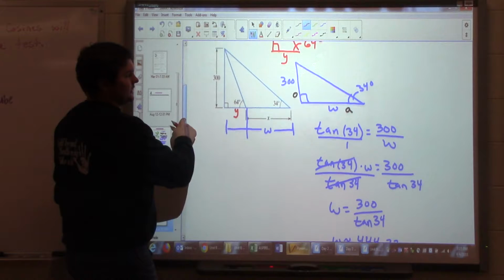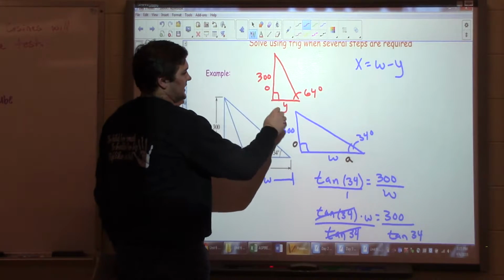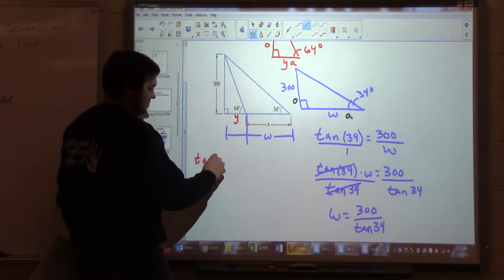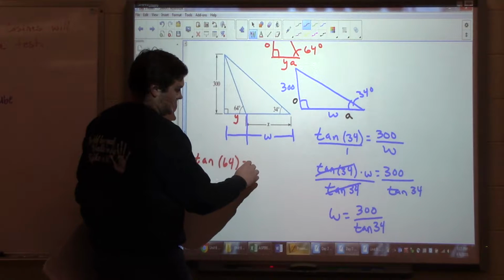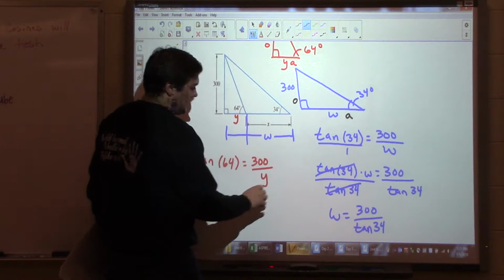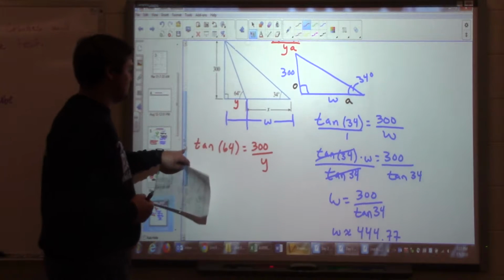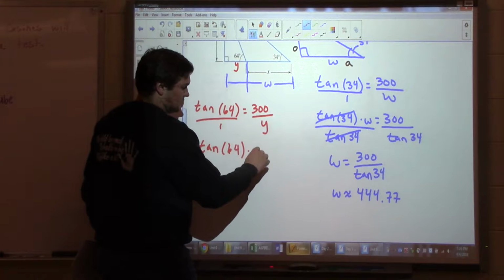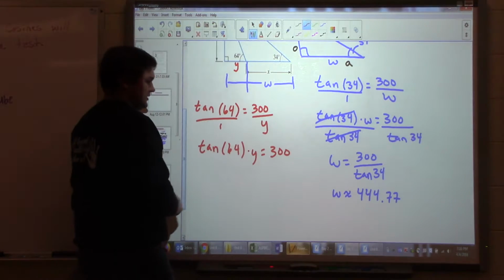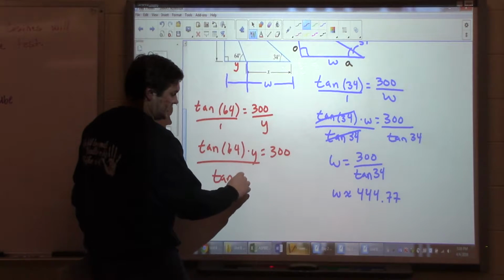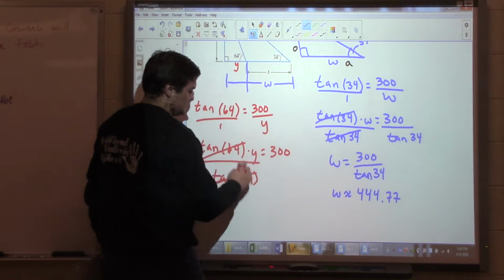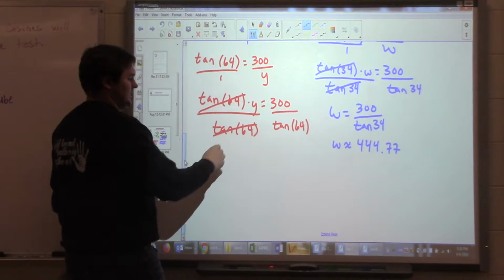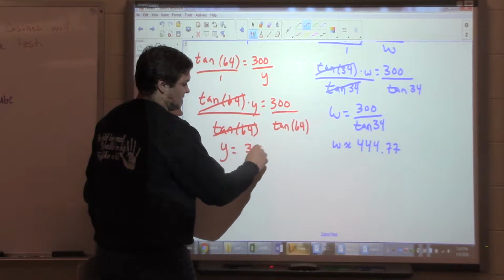So, same thing if I look at my little triangle that I drew. I'm given the opposite side and I want to find the adjacent. So tangent is what I'm going to use again. Tangent of 64 equals 300 over Y. Right? Opposite over adjacent. So cross multiply and solve. Tangent of 64 times Y equals 300. So divide both sides by tangent of 64. We're left with Y equals 300 over tangent of 64.